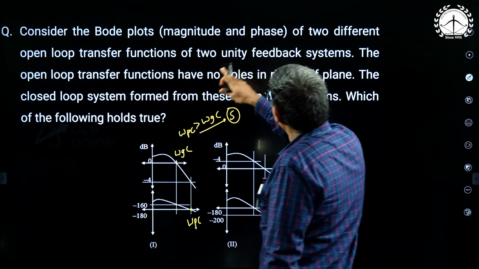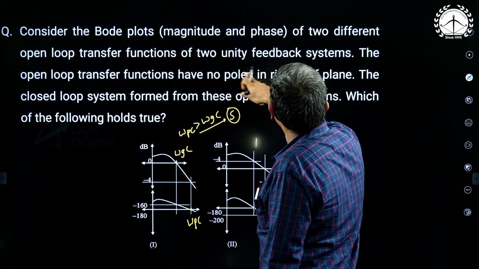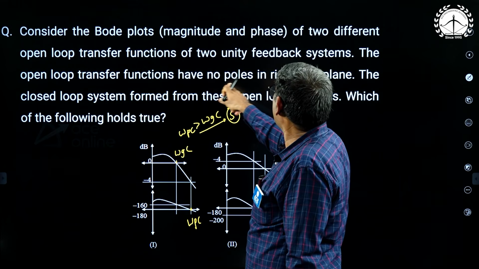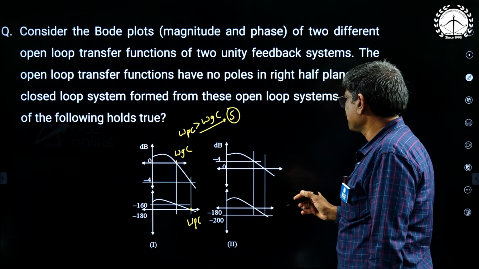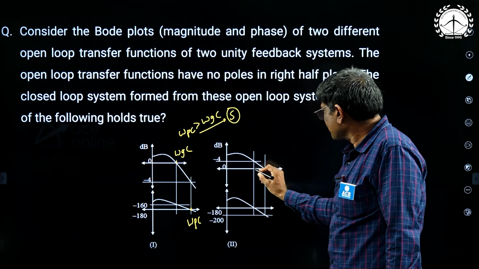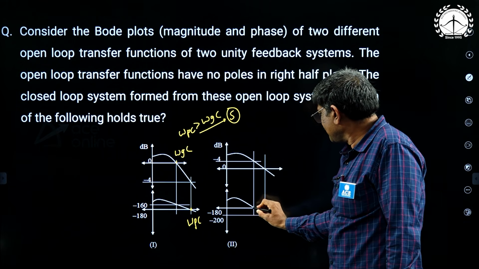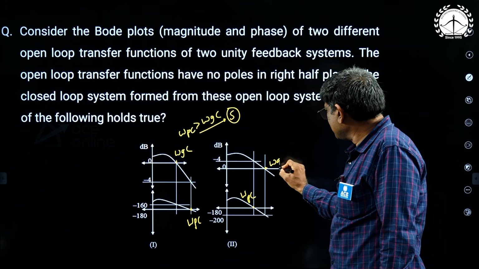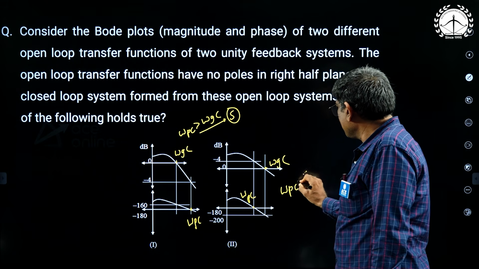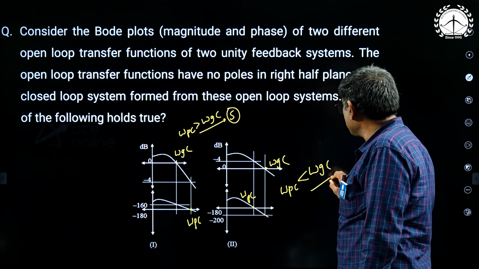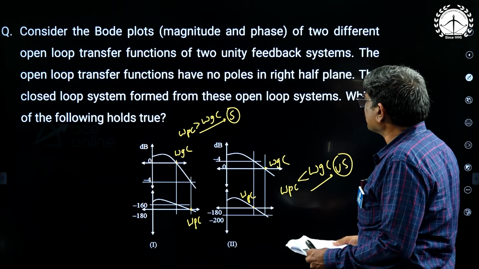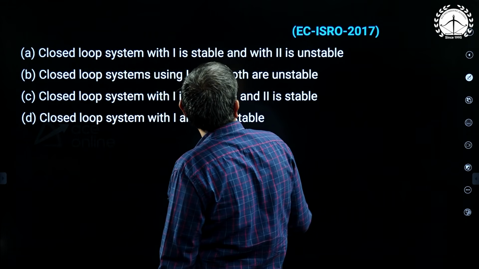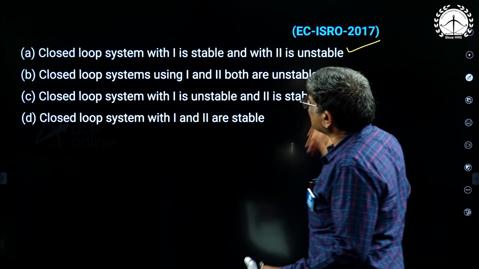Here what is the question? Consider the Bode plot, they have given two different systems of unity feedback. The open loop transfer function has no poles in the right half, and it is a minimum phase system. So then it is stable. Here you observe, this is omega PC and this is omega GC. That means omega PC less than omega GC, so it is unstable. That means the first one is stable, the second one is unstable. So that means answer A.